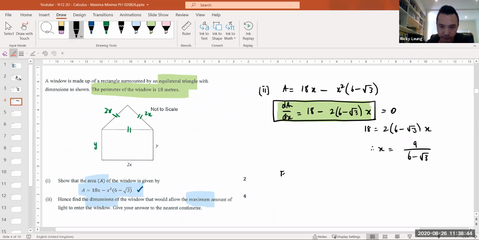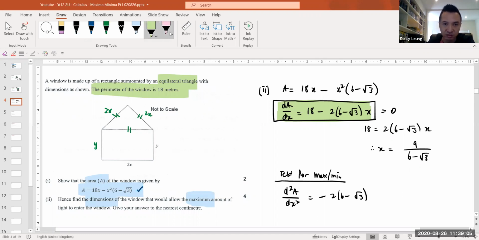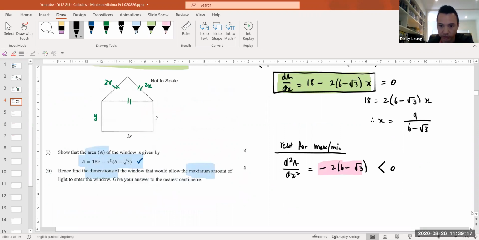Test for max min. So I'm going to differentiate this guy again. Linear goes away, x goes away, so it just becomes negative 2, 6 minus root 3, which I know, and since 6 minus root 3 is positive, right? It's bigger. It's always going to be a negative answer. So what that means is this guy's always less than 0. If it's less than 0, therefore max area when x equals 9 on 6 minus root 3.